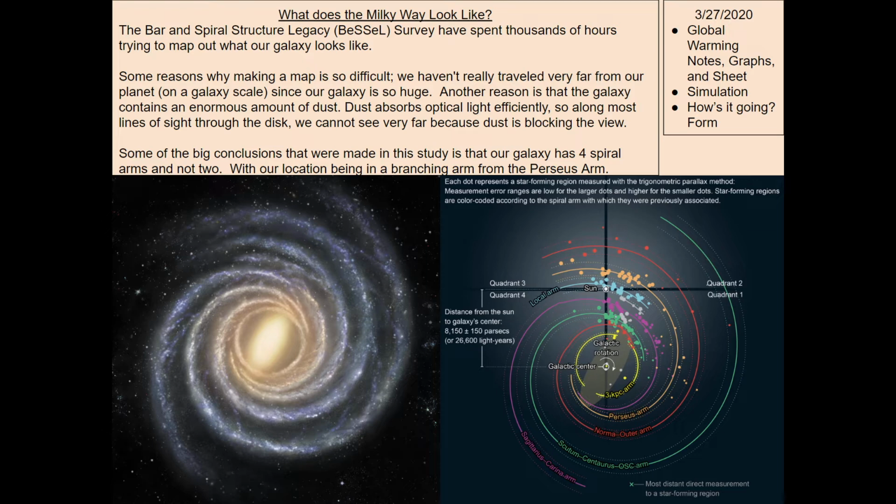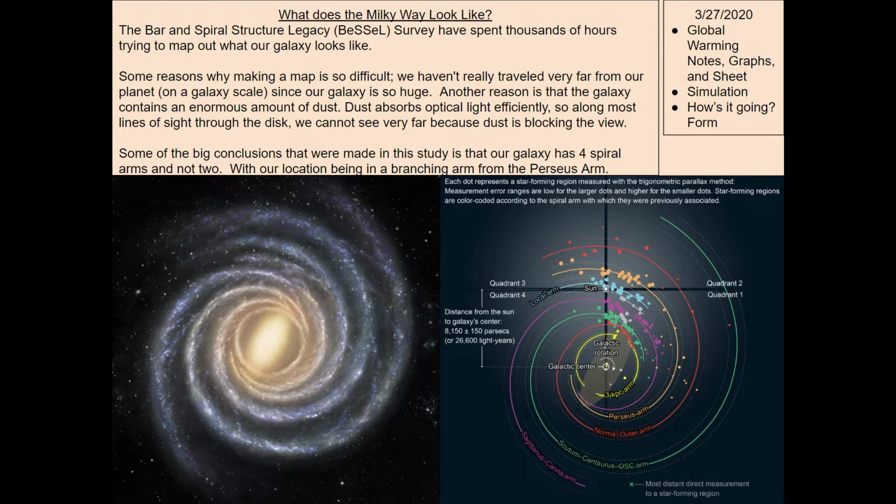Today is going to be the Friday lesson for March 27th, and we're going to be talking about global warming. We'll do a little bit on the notes. I have some graphs for you to look at, a sheet for you to work on. There's a simulation for you to play around with if you'd like. And then I have a how's it going form for you to fill out at the end, because this is the end of week 2. Who would have thought that online school would have gone this long?